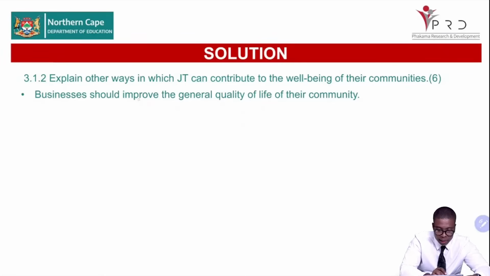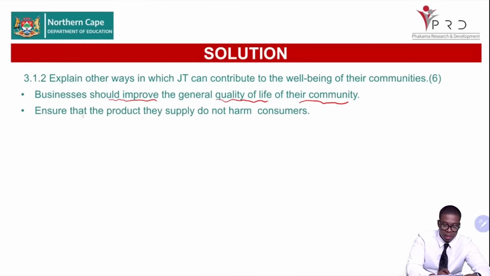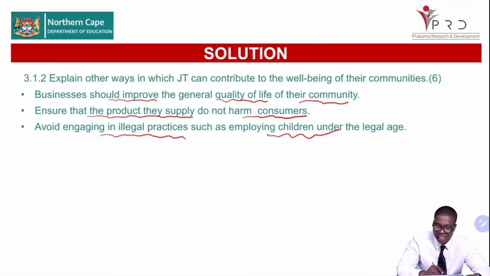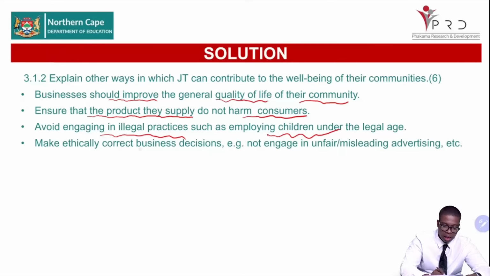Now, explain other ways. Businesses should improve the general quality of life of their community. Another one is they should ensure that the products they supply do not harm consumers. Then they should avoid engaging in illegal practices such as employing children under the legal age. Thereafter, they need to make ethically correct business decisions, for example, by not engaging in unfair advertising.